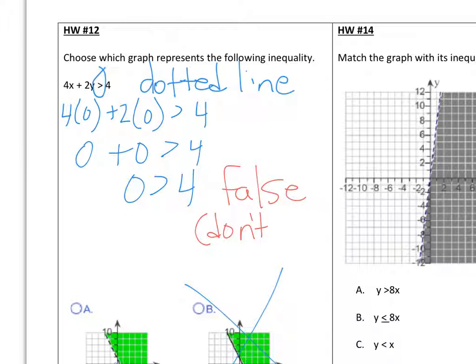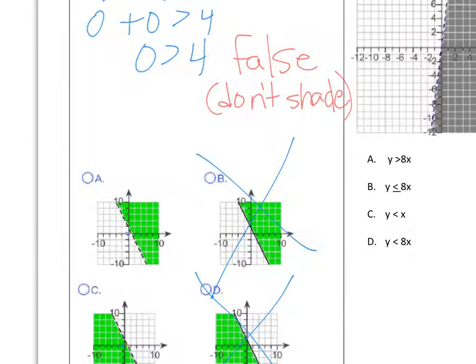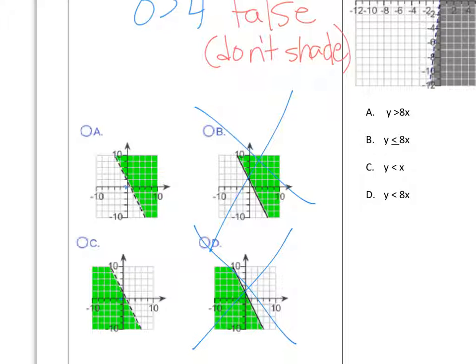So that means that it should not be shaded. We don't want to shade 0, 0, which is the point we tested. If it's shaded, that means it's true. It's one of the solutions. So we don't want it to be shaded. So that means that A is the correct answer and not C.